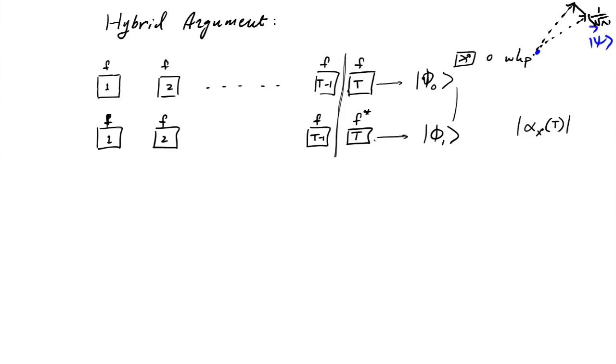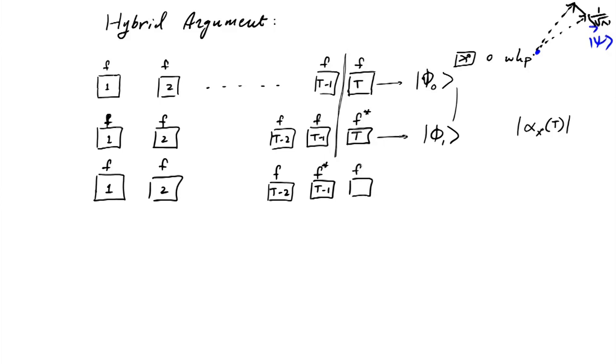Okay, so now, in the next step, we again repeat this process. This is where the name hybrid comes from. So we keep going up to step t minus 2. We do the queries according to f. But now, in the last two steps, we make a query according to f star. So now what can we say? Well, up through here, the state of the two runs is exactly the same. But now this is where they differ.